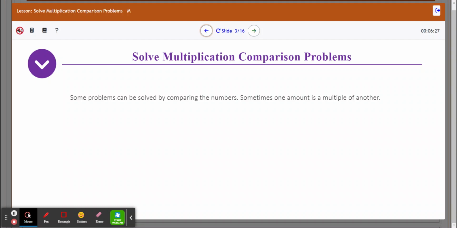Lesson number 31, solve multiplication comparison problems. Some problems can be solved by comparing the numbers, and sometimes these amounts are multiples of one another. And remember that division is the inverse of multiplication. So you can look at problems as multiplication comparisons, or if there's the opposite, as division comparisons. So let's look at some examples of these multiplication comparisons.